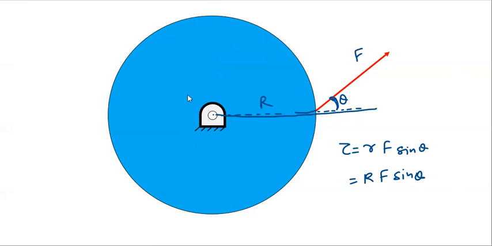And how will it rotate? The arrow is in this direction, so you have to join in this direction. See, both the arrows are in this direction. So this will be clockwise, anti-clockwise torque. So direction will be k cap.